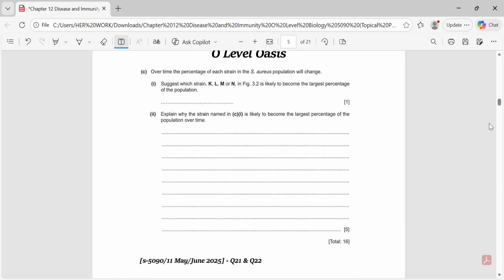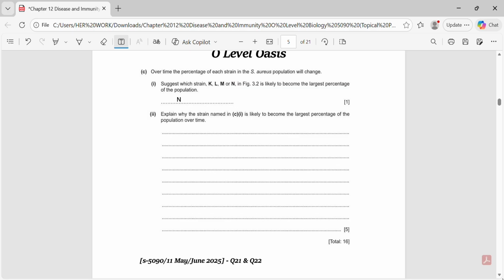Next it says, over time the percentage of each strain in the S. aureus population will change. Now it asks, suggest which strain, K, L, M or N, in figure 3.2 is likely to become the largest percentage of the population. So, the correct answer is strain N, because it shows the greatest resistance to antibiotics and is therefore more likely to survive and reproduce. And then, the final part of the question asks us to explain why the strain named in the first part of C is likely to become the largest percentage of the population over time.